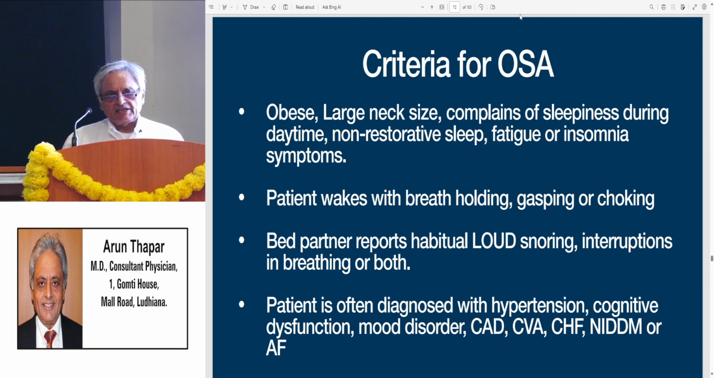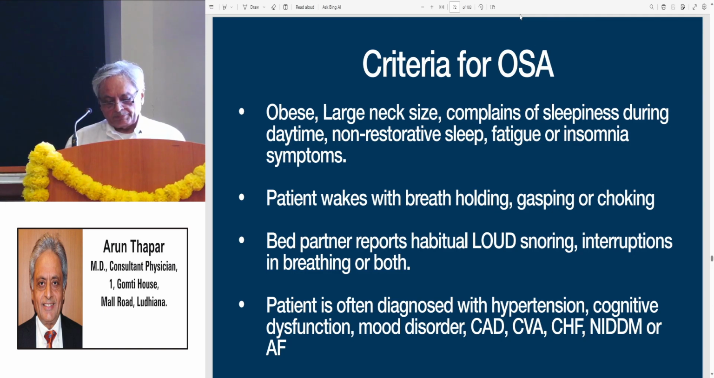What are the criteria of obstructive sleep apnea? You see large or obese patients with large-sized necks who complain of sleepiness during daytime, non-restorative sleep, fatigue or insomnia symptoms. The patient wakes with breath holding, gasping and choking. Basically, the bed partner reports habitual loud snoring in these patients, and interruptions in the breathing, or even both. Snoring and interruptions could be both.